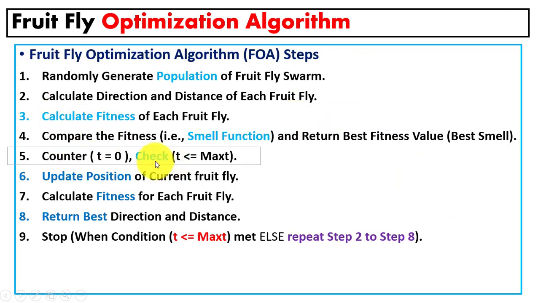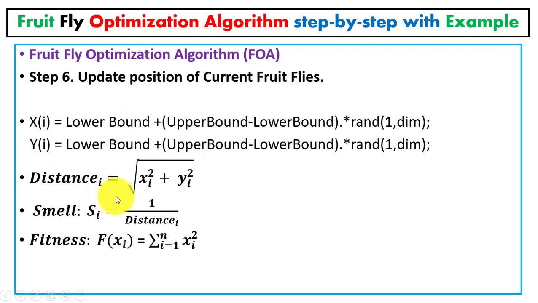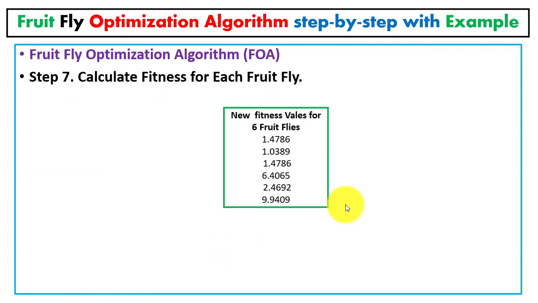Now we will check the condition. Condition is true. You can see 0 is less than 50. So move to the next step. In the next step, we will update the position of the current fruit fly. So again, we will generate the position randomly, compute distance, smell, and fitness for each fruit fly. We will repeat these steps again as we did in the initialization. So I computed again the fitness value for the first 6 fruit flies, that is the new fitness value I computed here for the 6 fruit flies.